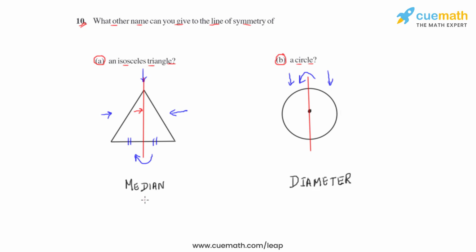So to summarize, we can say at the end that an isosceles triangle consists of a median, which is the line of symmetry, and a circle will have the line of symmetry, which is a diameter. And this is how we'll answer question number 10.